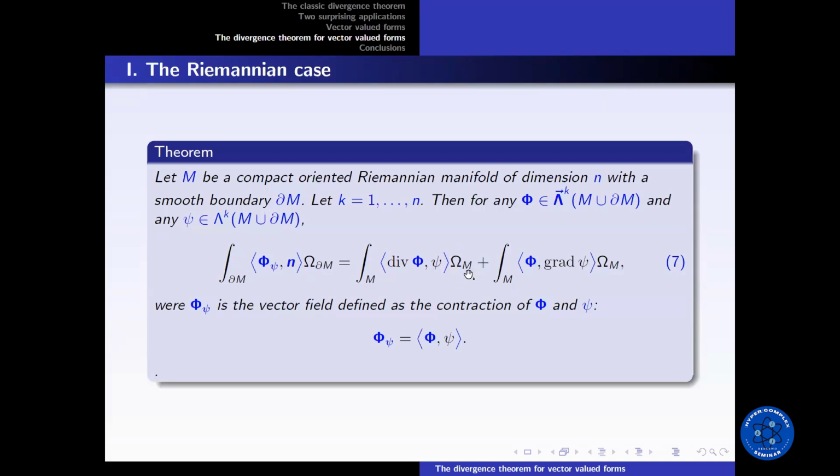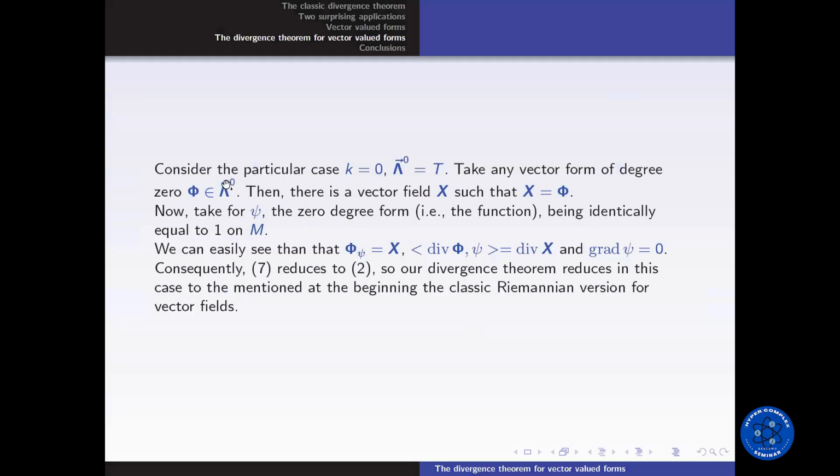Unfortunately, in this general case, we have one more term with the gradient. But we can always look at the test form such that the gradient is 0. Then the situation simplifies.